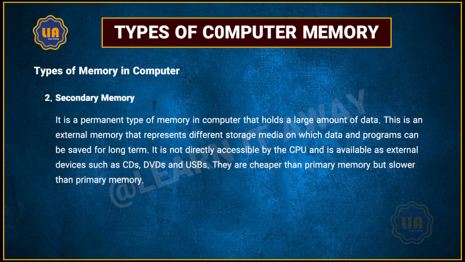2. Secondary memory. It is a permanent type of memory in computer that holds a large amount of data. This is an external memory that represents different storage media on which data and programs can be saved for long term. It is not directly accessible by the CPU and is available as external devices such as CDs, DVDs and USBs. They are cheaper than primary memory but slower than primary memory.